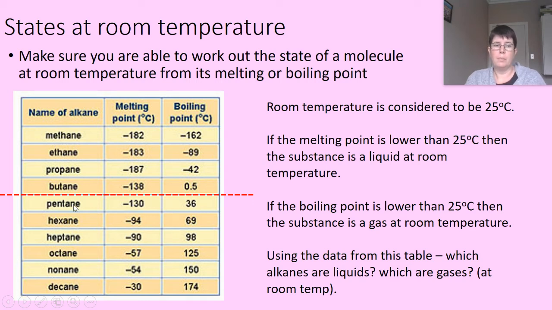But from pentane onwards, the temperature that it turns into a gas is higher than room temperature, so these ones are liquids. And if you keep going into really big alkanes, then you get into things like candle wax, which have long chain alkanes, and they are solids at room temperature.